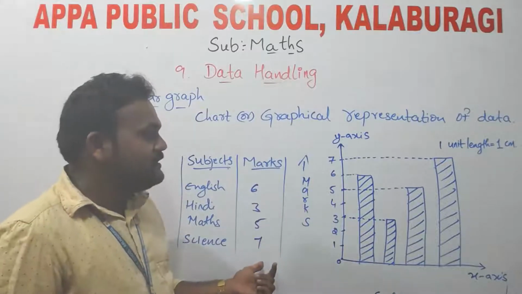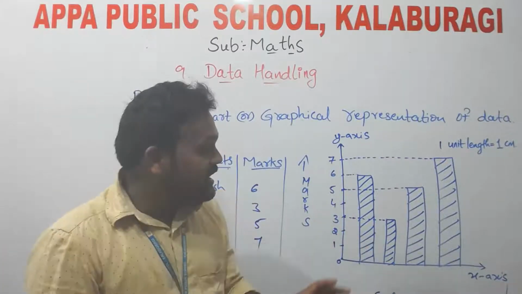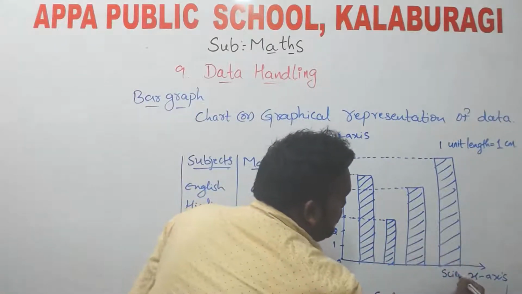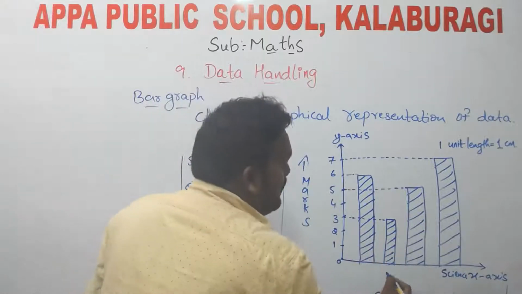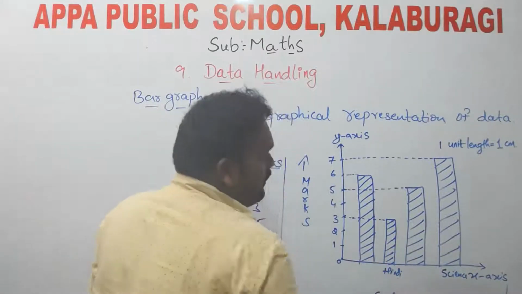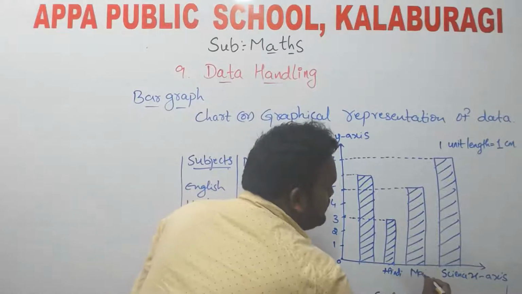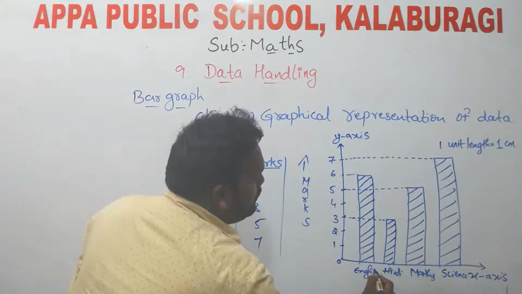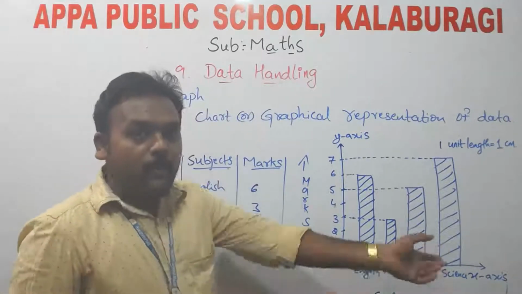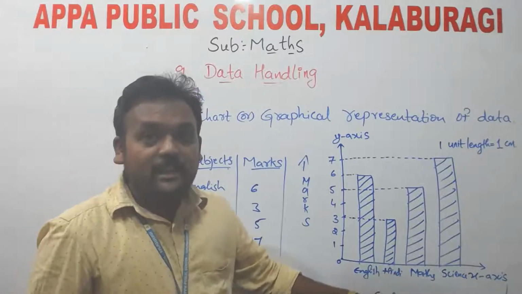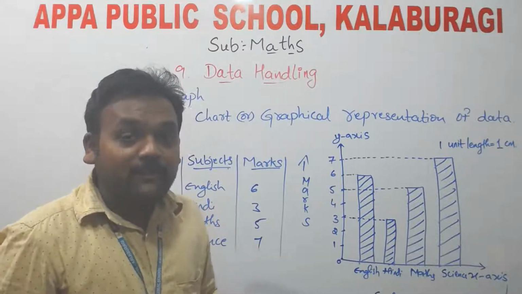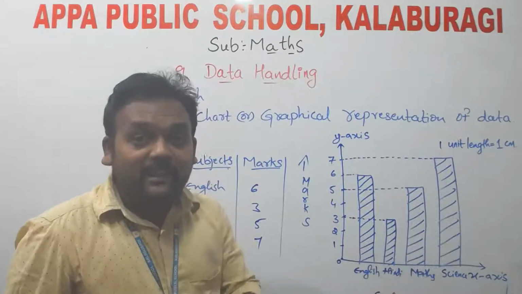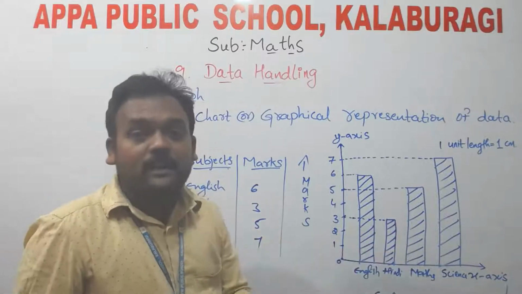See, the highest is how much? 7. By seeing the graph only, I can tell I got the highest in science and the lowest in Hindi, with maths and then English in between. In which subject did you score maximum marks? If the teacher asks you, you should look at the bar graph only. Science, I scored maximum marks. In which subject did you score the minimum marks? You should say Hindi.